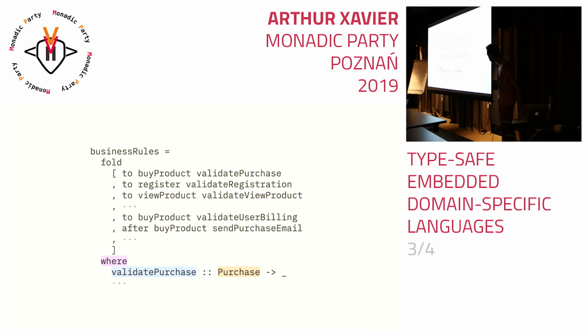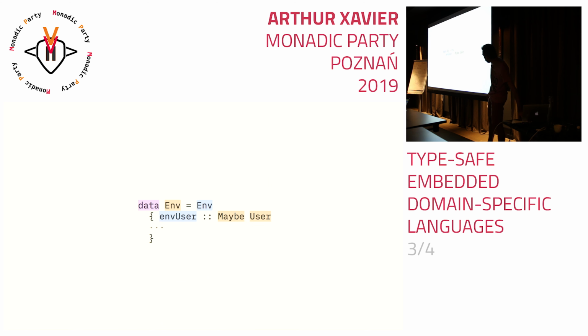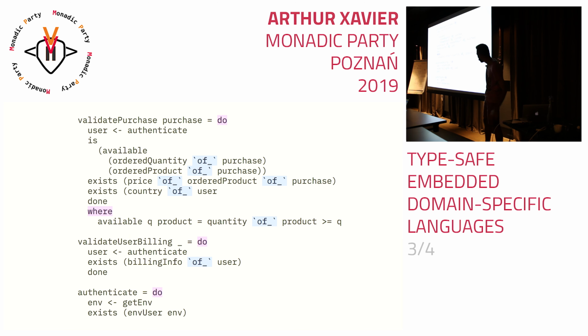And each of these validation rules, for example, validate purchase, can be defined like this, right? In order to validate a purchase, given a purchase, we first authenticate the user. Authenticating the user is defined here, right? We get the environment, and we check whether the current user, whether env user exists, where env user is this thing here. It's just an accessor function for that record.